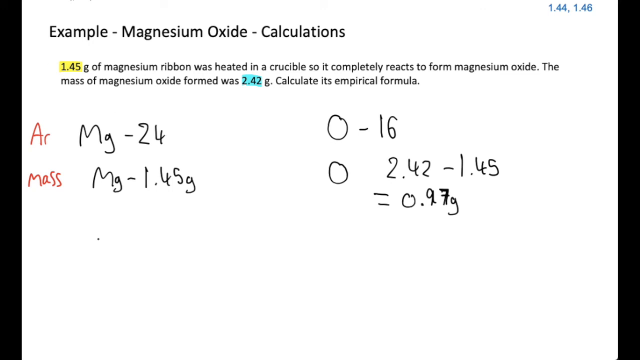For magnesium, we divide 1.45 by 24. And for oxygen, we divide 0.97 by 16. For both of these, we get two numbers which are very close to each other. You can do this on a calculator if you want to get the exact numbers, but both of them are very close to 0.06.